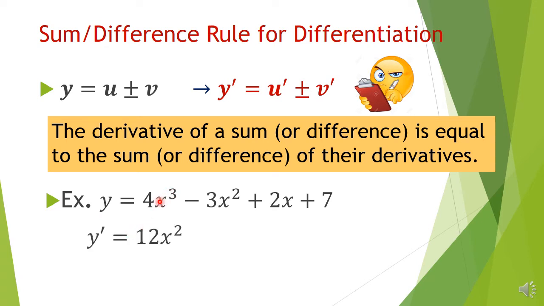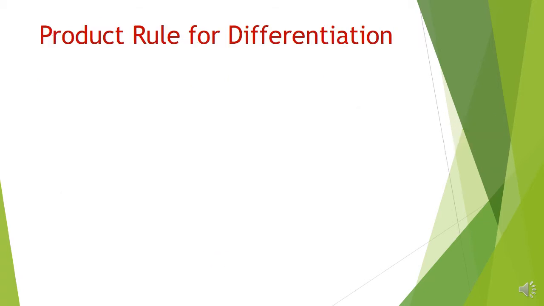So this becomes 12x squared minus this becomes 6x. And then we just have to pick up the constant. So plus 2, where the constant derivative is 0. So we don't need to write it anymore. So that's it. The derivative of the given cubic function is 12x squared minus 6x plus 2.